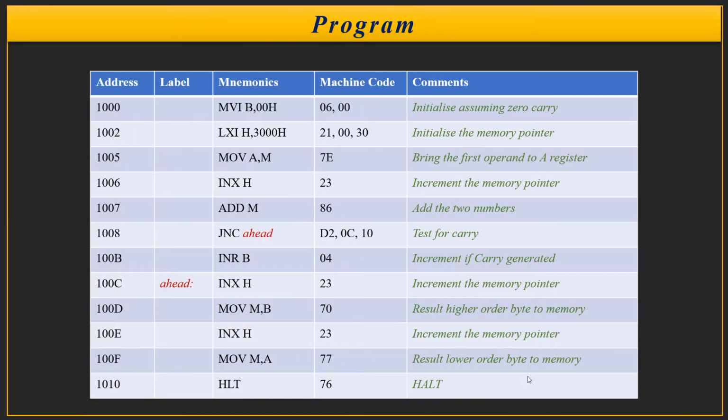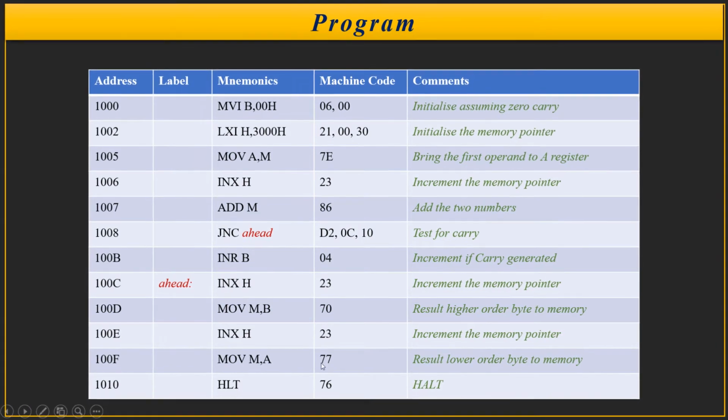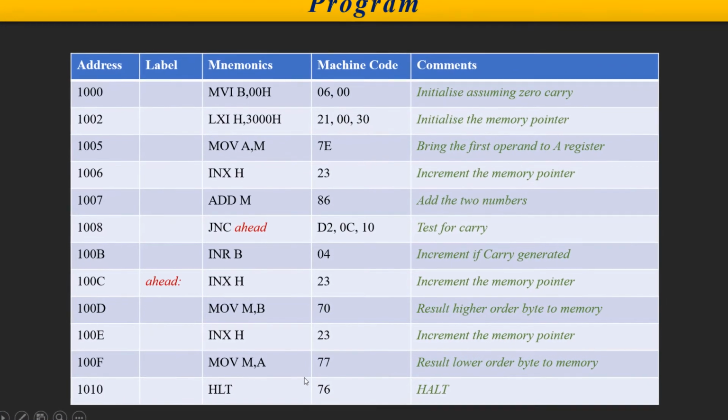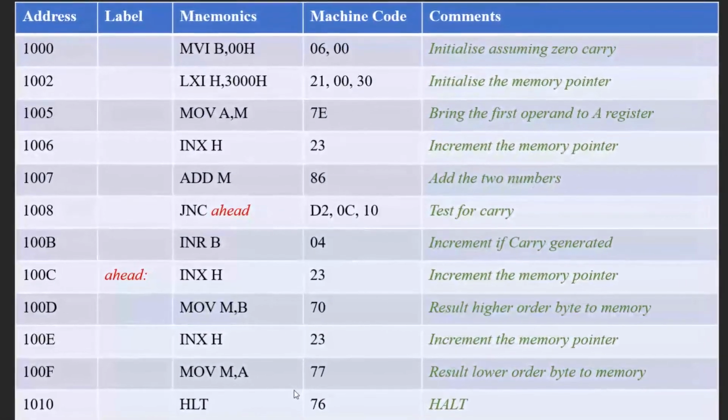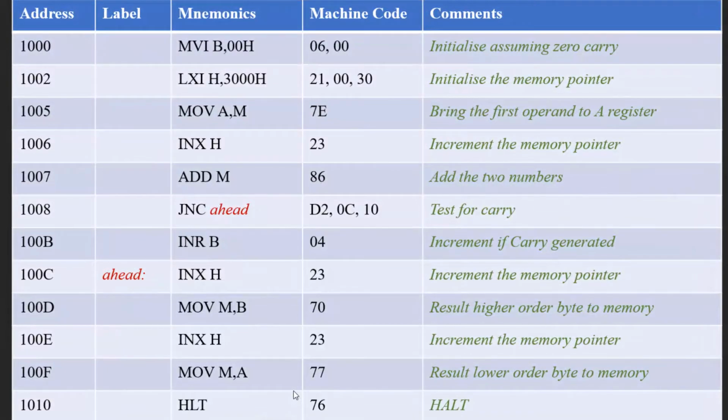Now we go to the program. If you see the program, I have used the indirect addressing mode to address our 4 data bytes in the data memory, and we have started with MVI B, 0. Assuming that the carry bit is 0, we will make the B register 0. If at all there is a resulting carry in the addition, then we will modify this register, otherwise we will assume it to be 0.